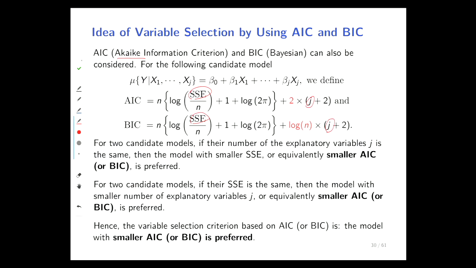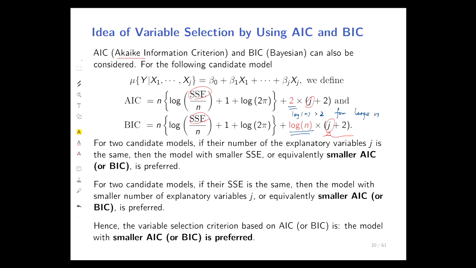So the only difference between the AIC and the BIC here is the weight. Usually n log n is larger than 2 for large n. That means BIC assigns a larger weight for the number of the variables. So that's the only difference. In BIC, the number of the variables is more important because it assigns a larger weight. So that's the difference between AIC and BIC. But the idea behind AIC and BIC is similar to adjusted R-square. They are just used to balance the sum of the squared error and also the number of the variables.